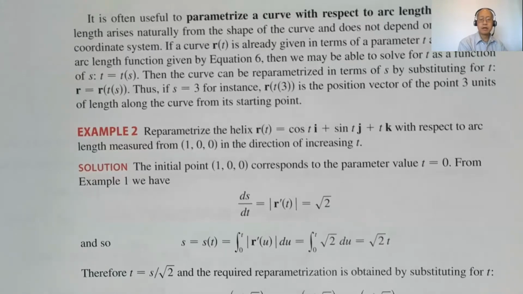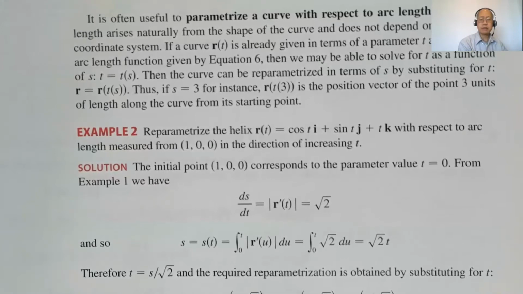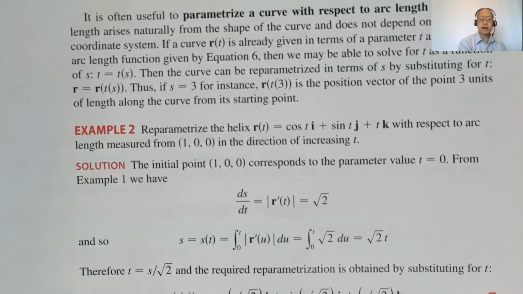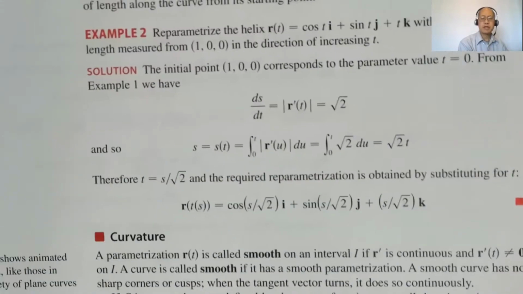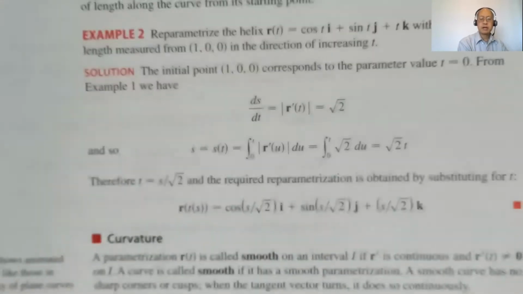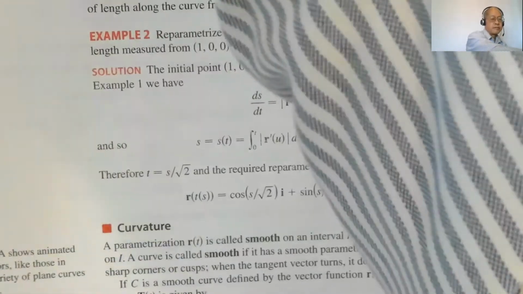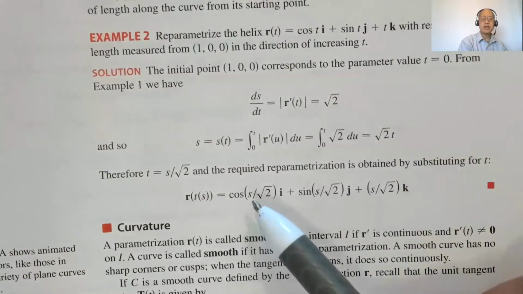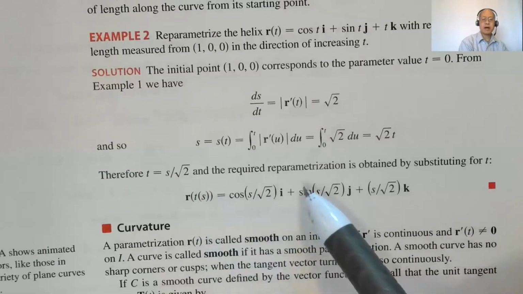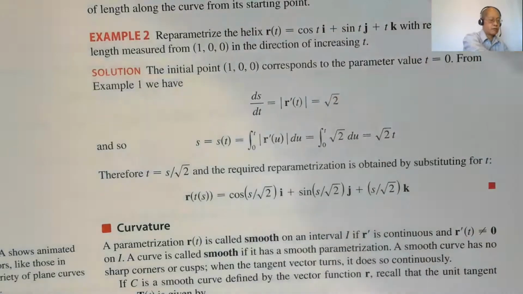In this particular example, it looks like ds dt is radical 2, which means s is equal to radical 2 t. So they just make the substitution. So in the final answer, right over here, instead of putting t, they replace it with s over radical 2, s over radical 2, s over radical 2.